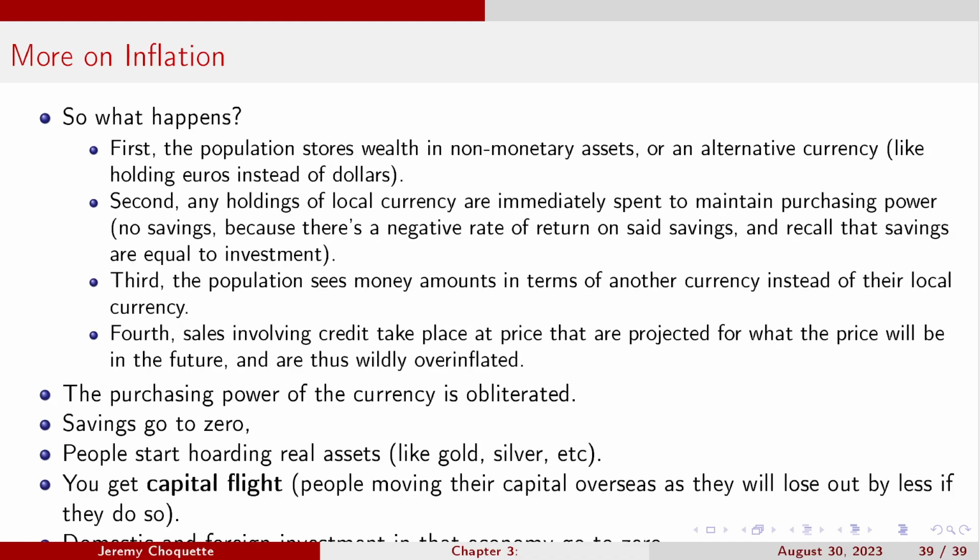So what happens? Well, first, the population stores wealth in non-monetary assets, or like an alternative currency. Say they'll hold euros instead of whatever their currency is, or they'll hold dollars instead. Second, any holdings of local currency are immediately spent to maintain the purchasing power. You're not saving anything because there's a negative rate of return on saving, right? And recall that savings are equal to investment. So if there's no saving, well, there's no investment. You're getting some big, pretty nasty issues here.